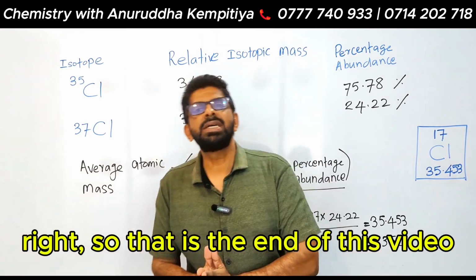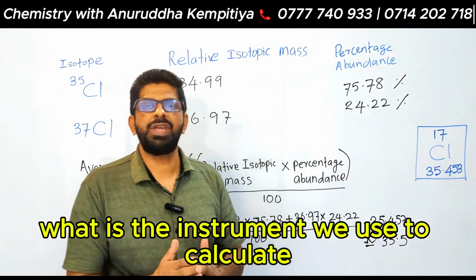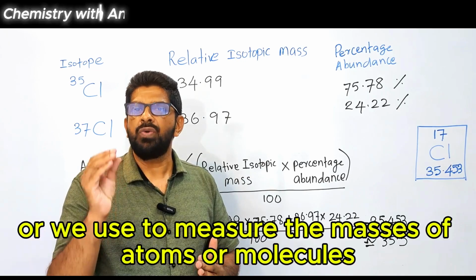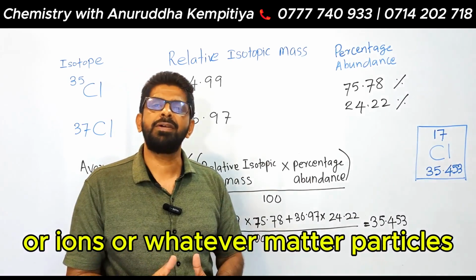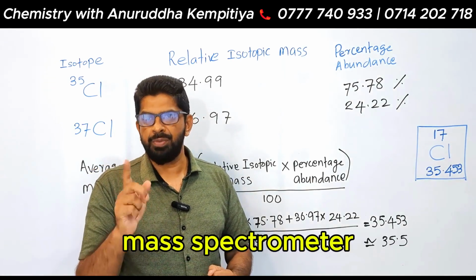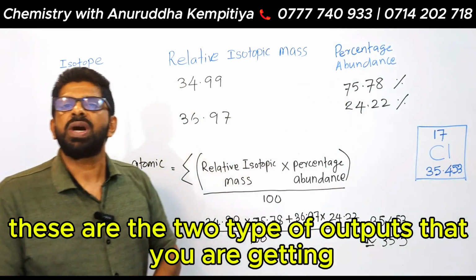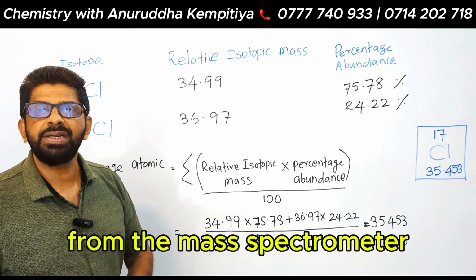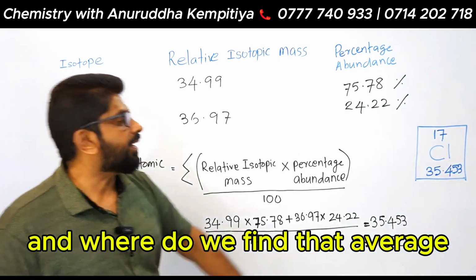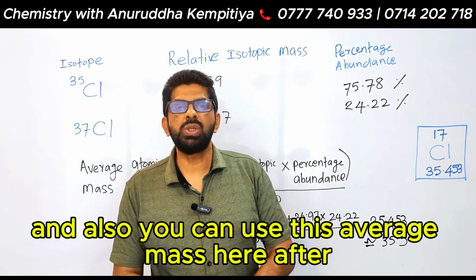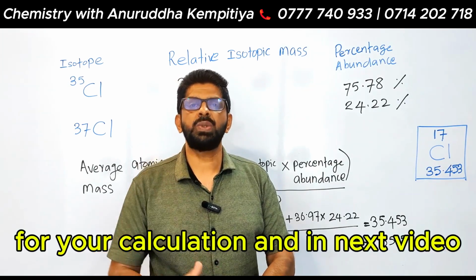Right. So that is the end of this video. So what did we learn? What is the instrument we use to measure the masses of atoms or molecules or ions or whatever, matter particles? Mass spectrometer. Then these are the two types of outputs that you are getting from the mass spectrometer. Then this is how you work out the average, and where do we find that average? And also you can use this average mass hereafter for your calculation.